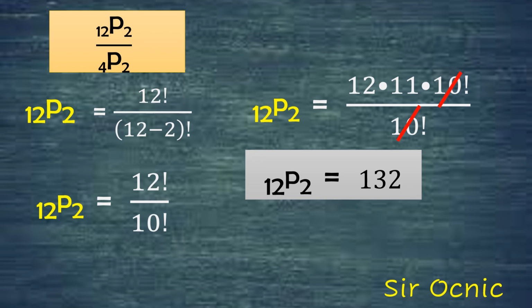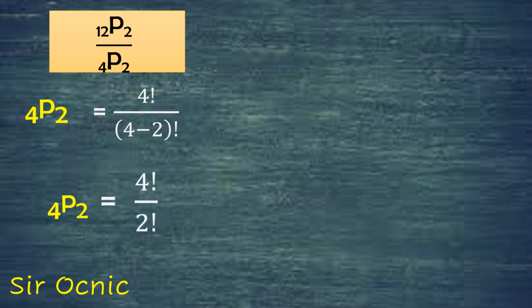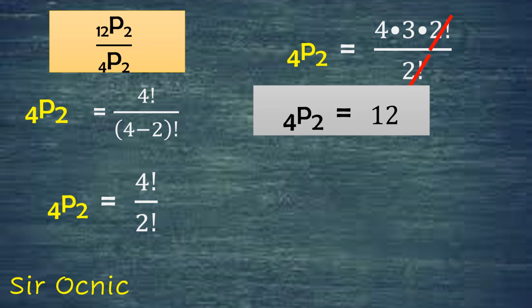Let us now solve for 4P2. 4P2 is equal to 4 factorial all over 4 minus 2 factorial. That is equal to 4 factorial all over 2 factorial, which is the same as 4 times 3 times 2 factorial all over 2 factorial. Canceling the common factor, which is 2 factorial, we will have 4 times 3, and that is equal to 12.